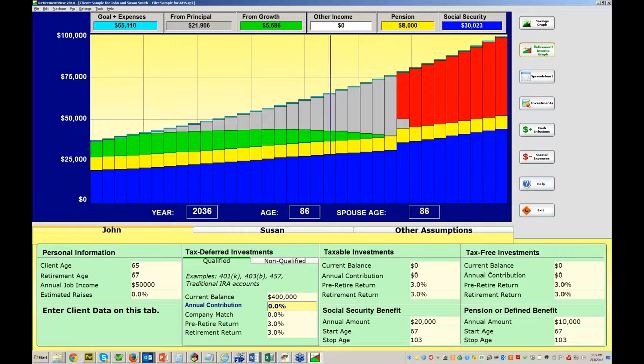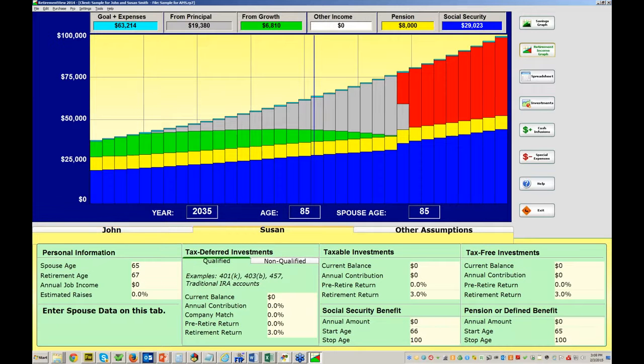All right, so here's a basic picture. You see red. And we went over this all in the first session about how blue is the Social Security, yellow is the pension, red is the shortfall, green and gray is coming from their investments. So here we have a plan with John. He's got $400,000. You know, we could put in that he has some contribution. We can adjust the returns. We've got a Social Security benefit on him for $20,000 and a pension for $10,000.